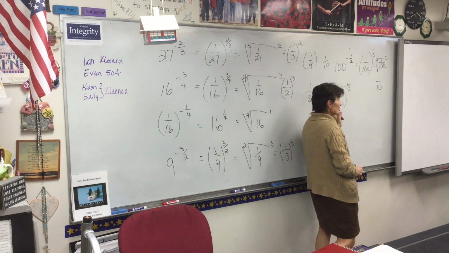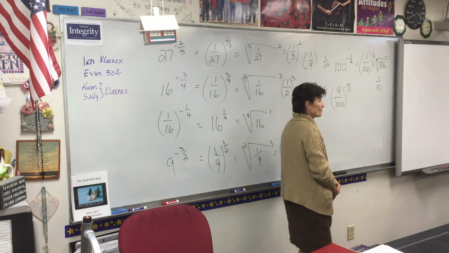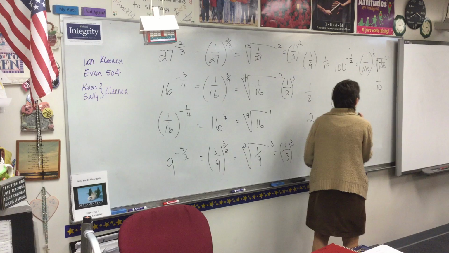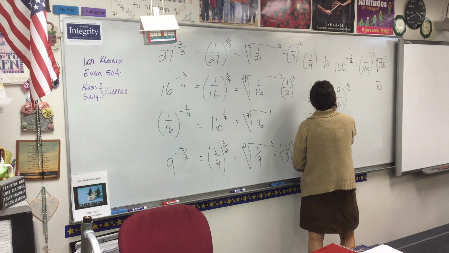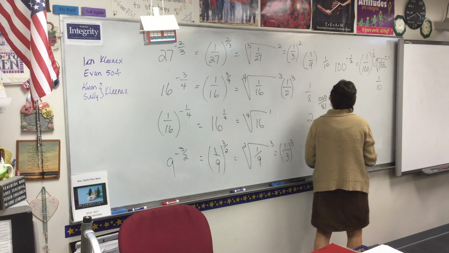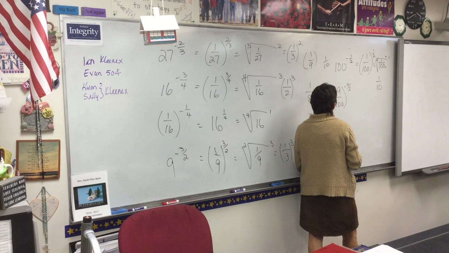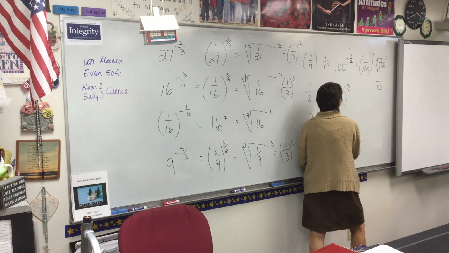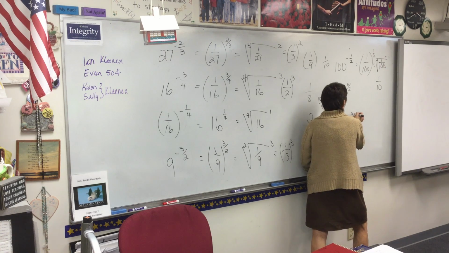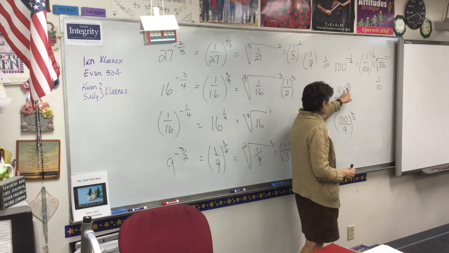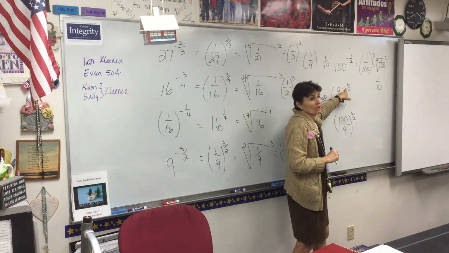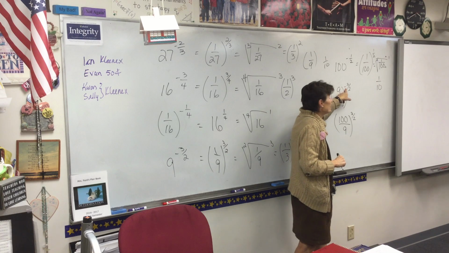Anybody want to take a guess at this one before we work it out? Judah? 1,000 over 81. Let's see, that looks weird. So the first thing we'll do is turn this over and make it 100 over 9. Remember, that's the first thing you have to take care of. So the first thing you do is the flip, if there's a negative.